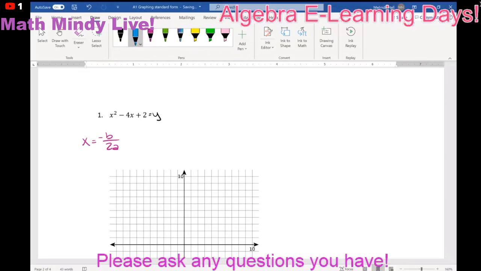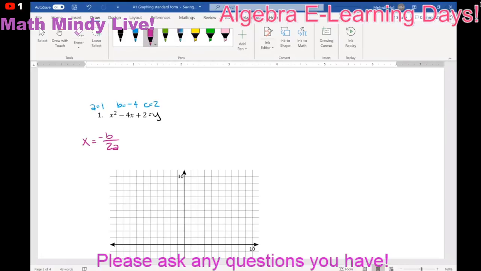And so remember when you did the quadratic formula, probably previously, your a is the number in front of the x squared, which is 1. Your b is in front of the x, which is -4 in this case, and your c is that constant number that doesn't have a variable, and in this case is 2.